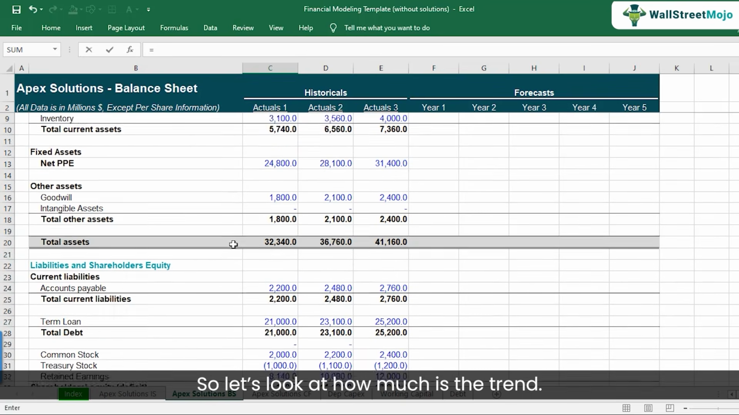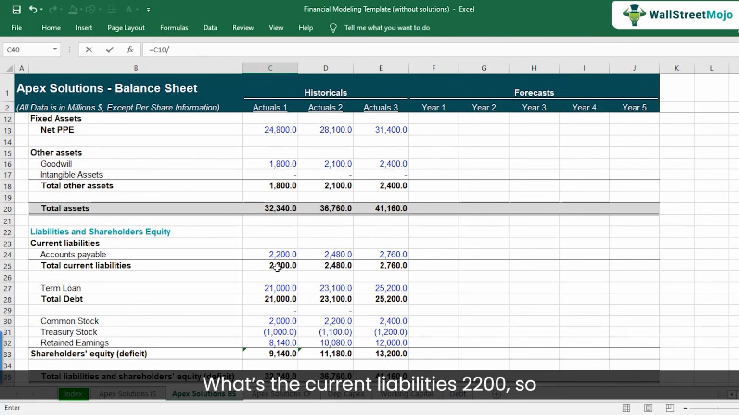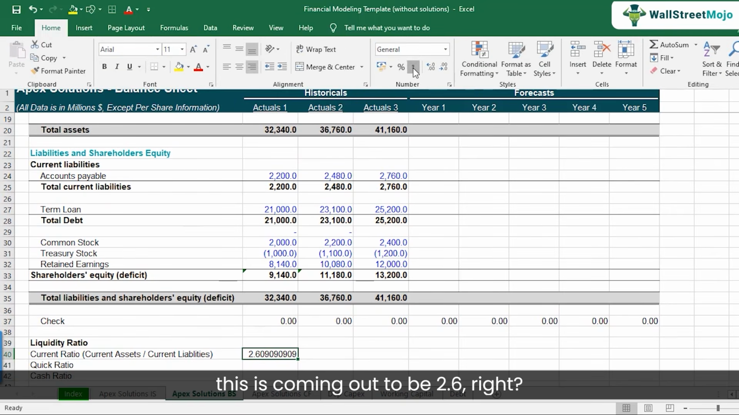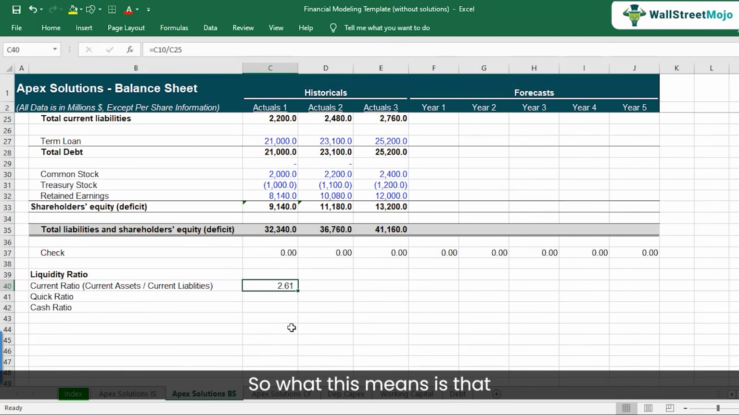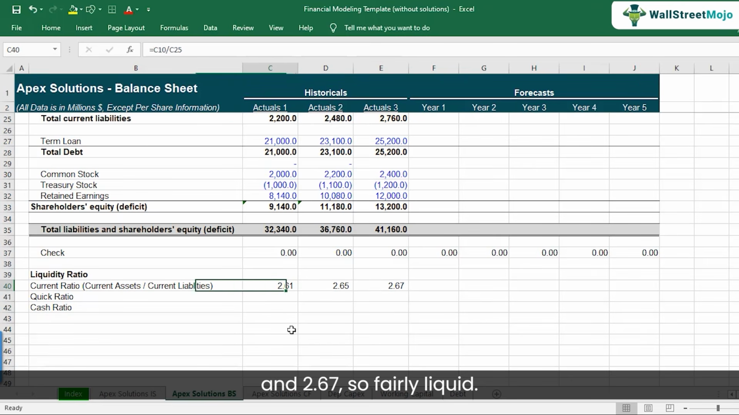Let's look at the trend. Current assets here is 5,740. Current liabilities is 2,200. So this comes out to be 2.61. Current liabilities are the liabilities you have to pay within the year's time frame, and current assets are those assets which you can liquidate and convert into cash within a year's time frame. So your current assets are much greater than current liabilities, and therefore you are fairly liquid as far as the first actual year goes. Let's look at the other 2 years. It's 2.65 and 2.67. So fairly liquid.